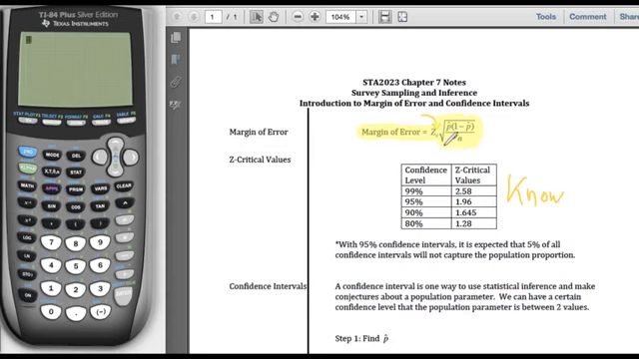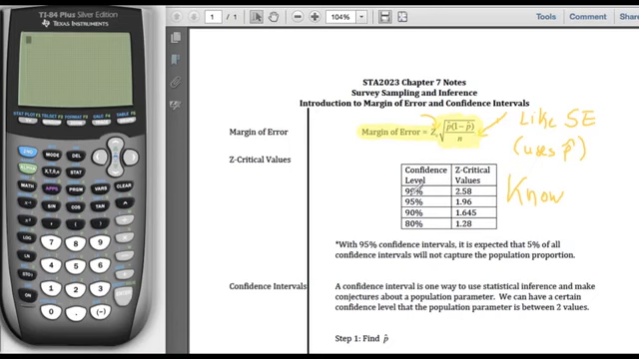So it leads with one of these numbers, and then it's the square root of p hat, 1 minus p hat over n. This part is like the standard error, but it uses p hat instead of p. You can type this into your calculator all at once.